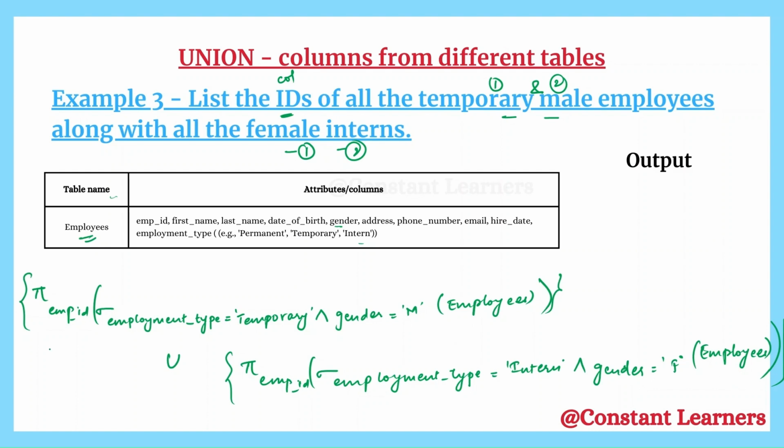Alright, so what are we doing? First, we're selecting the temporary male employees from the employee table, and we're projecting their employee IDs. And then you're combining this with the selection of female interns from the employees table. Again, we are projecting their employee ID. So the output table will have the column employee underscore ID. I hope that this was clear.